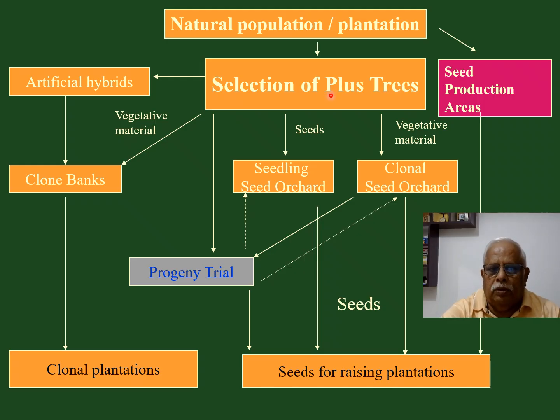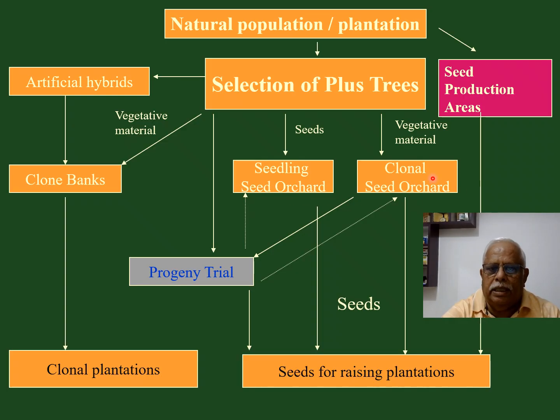From where can we select these plus trees? We select these plus trees either from the natural forests or from the plantations. Many plus trees are selected based on various parameters, and these selected plus trees are deployed in the seed orchards. Basically there are two types of seed orchards: one is the clonal seed orchard, the other is the seedling seed orchard.